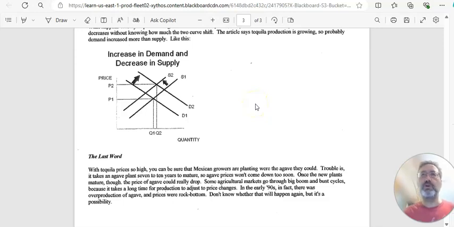So for your discussion board, and I'll show you what that is in a minute, you will have to do something similar. You have to find an article of your own that discusses supply and demand, and you need to use this framework here to explain what happens.